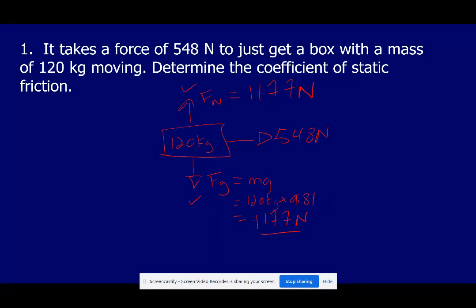So what does it want? It wants the coefficient of static friction. I'm going to do that off to the side here. I'm going to try and make a nice mu. That one doesn't look too bad. Mu is equal to friction divided by the normal force.